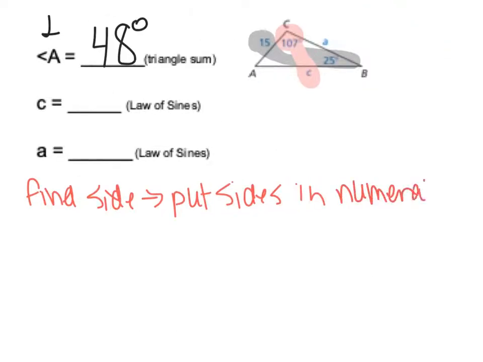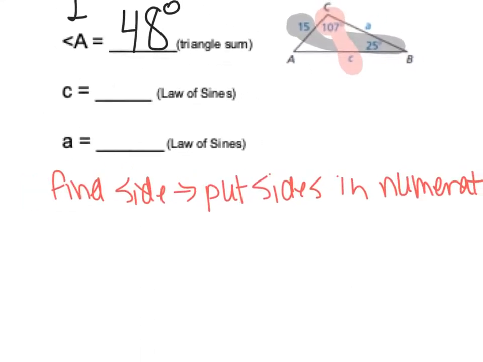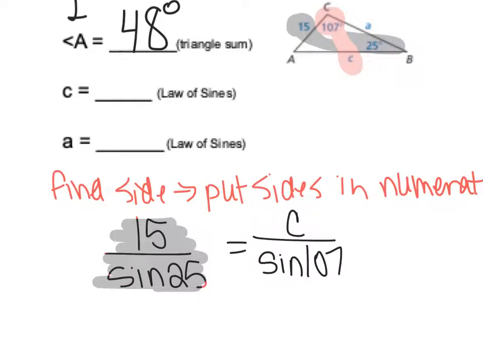Okay, so that means my known information in gray, I have the side length of 15 over the sine of 25. That's what we had highlighted in gray. And then equals, well, we're trying to find C, so what we had highlighted in pink is C over the sine of 107. So that was what we had highlighted.